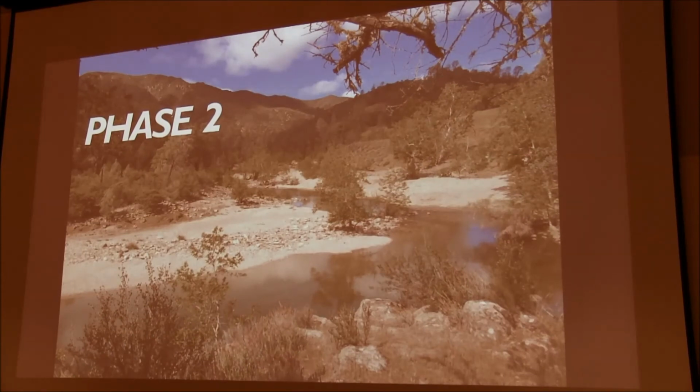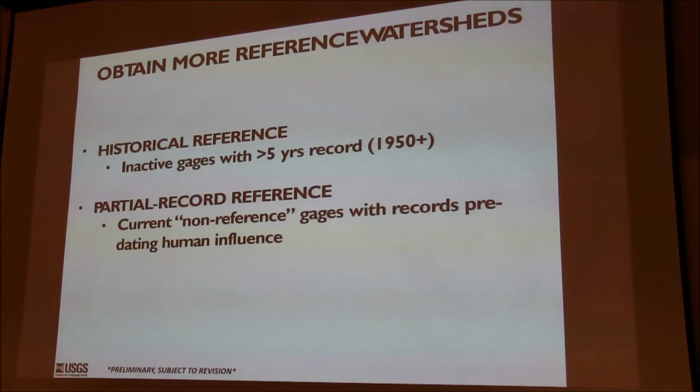So moving now into phase 2. We wanted to try to add in more reference basins. One way we did this was we went back into the historical records and looked for gauges that are currently inactive, to find gauges with at least 5 or more years of record, post-1950. Then we also looked for situations where a gauge may be active now, but there's some sort of hydrologic modification occurring now, and looked for a period in its history of a period of record that was referenced, if you will. I'll go through some examples of that.